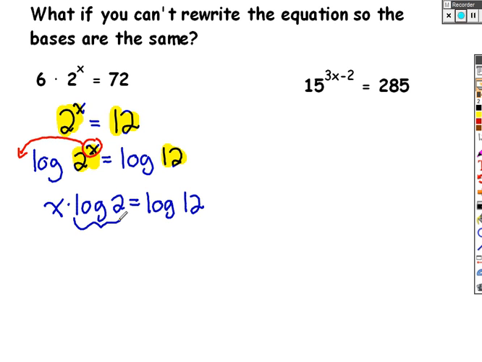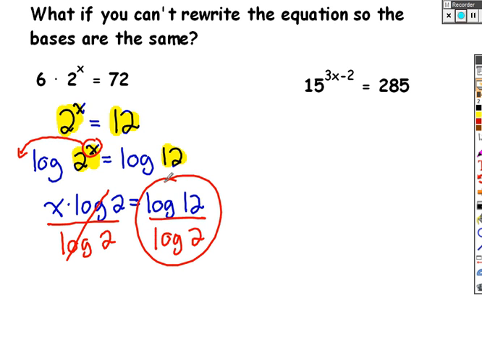Now this is all attached, that's just a number. So at this point, I want to divide by the log of 2. So to get x by itself, just divide by the log of 2. Anything divided by itself is just 1. Please do not say this is log of 6.